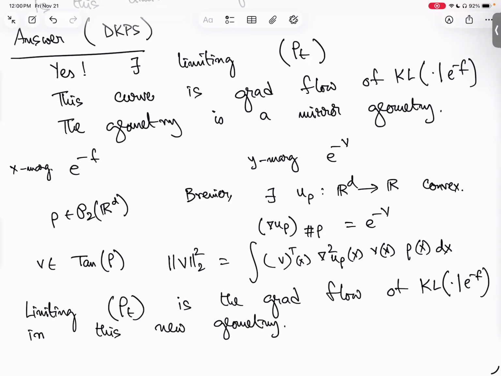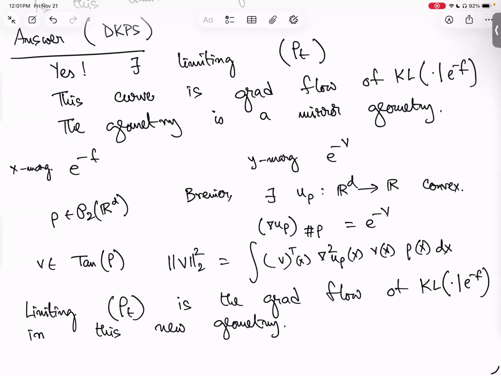And as epsilon goes down to 0, at every single iterate, I'm not moving much. And so it makes sense to have time in steps of epsilon, and now let epsilon go down to 0 and get some continuum flow of measures. And ask, is this continuum flow of measures a gradient flow? The answer is yes, it's a gradient flow of Kullback-Leibler. This is with respect to e to the power minus f.